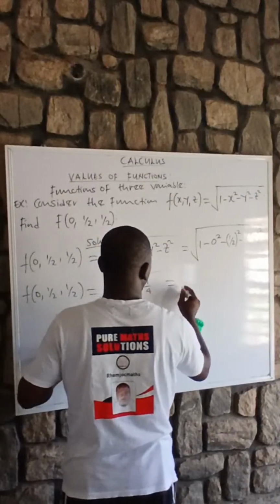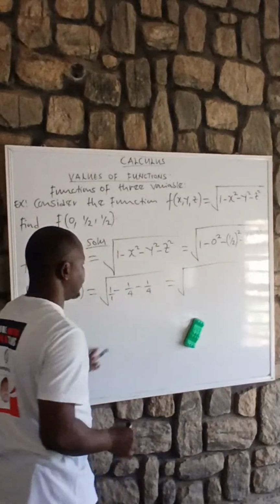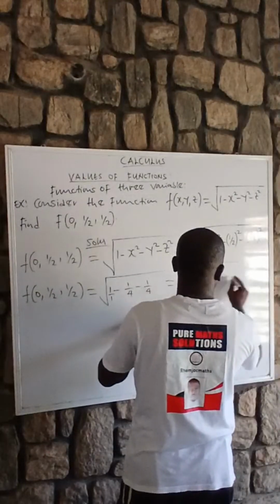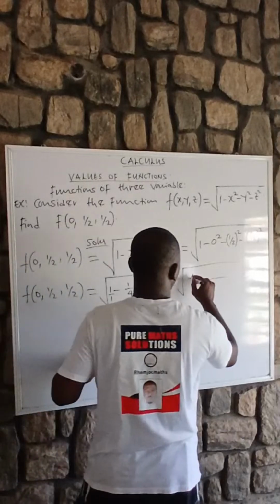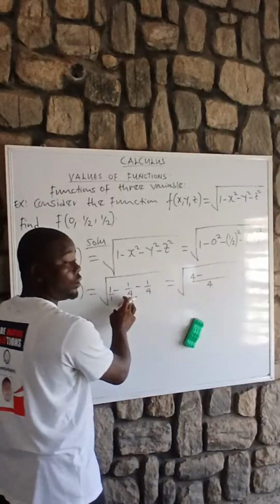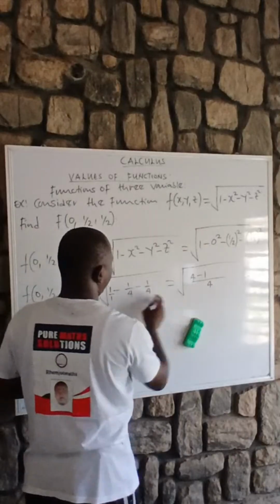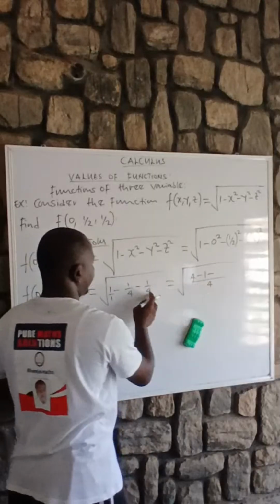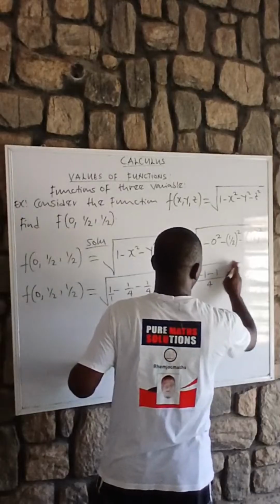So let's go by the LCM. Note that there is an invisible 1 here, so the LCM is supposed to be 4. 4 divided by 1 times 4 is 4. Minus, 4 divided by 4 is 1, times 1 is 1. Minus, 4 divided by 4 is 1, times 1 is 1. Am I right?